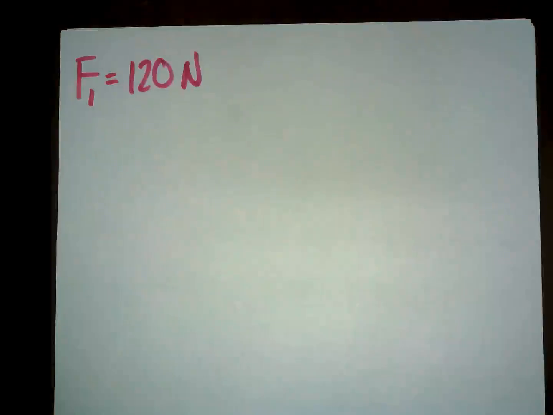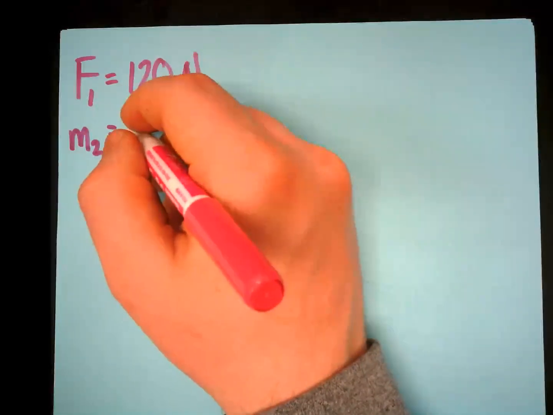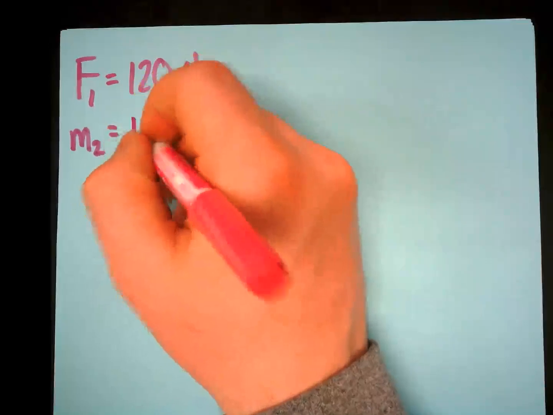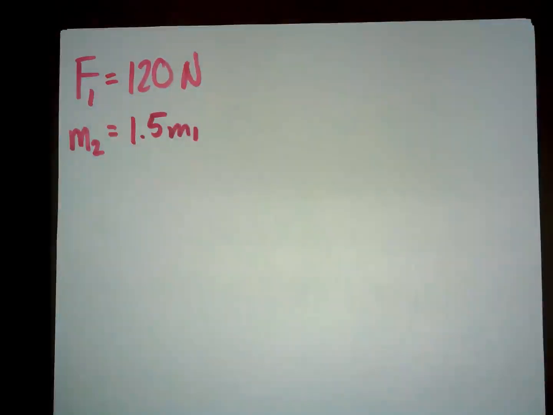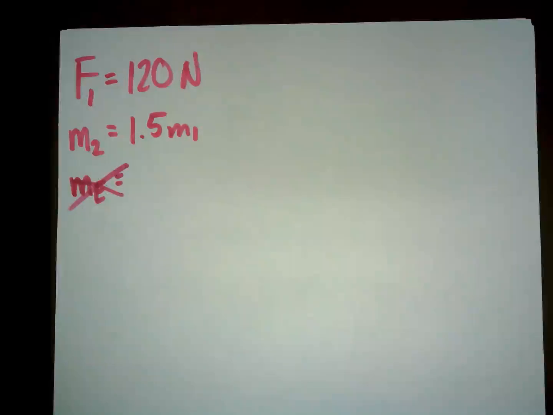So let's just write out what we have and what we don't have. Pretty much all we're given here is that the force of our first object is 120 newtons in magnitude, and that the mass of our second spaceship is 1.5 times the mass of our first spaceship. Do we need to know the mass of the Earth? Nope, we don't need to know the mass of the Earth, and you'll see that in a second.